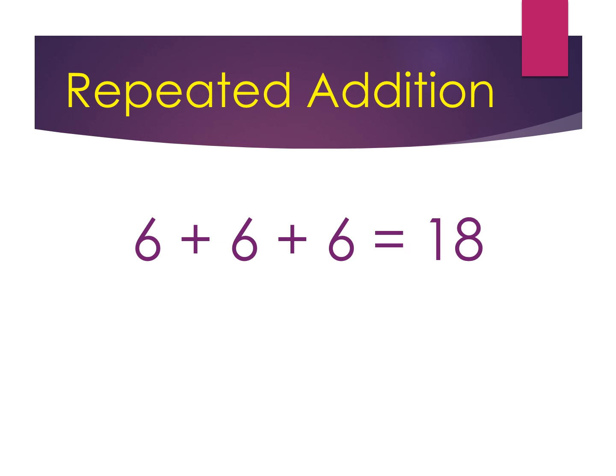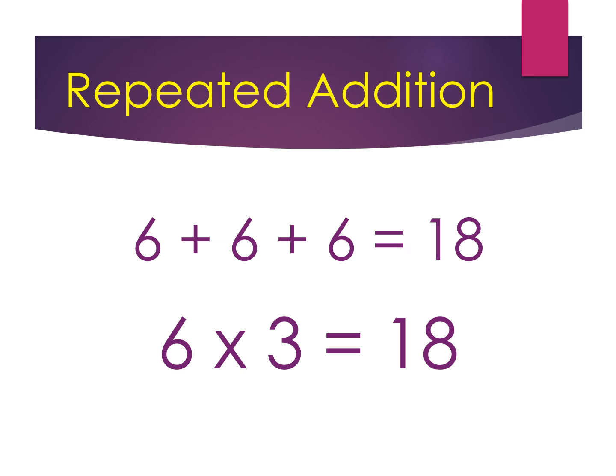In this example, 6 plus 6 plus 6, that's repeated addition. And the shortcut for that would be written as 6 times 3. The 6 is written down 3 times. 3 times 6 is 18.